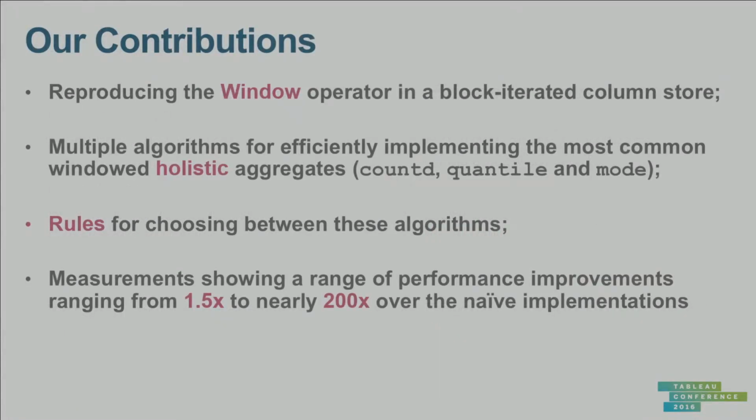But what we contributed was we first took the window operator and built it into the data engine. This work was all done before we acquired Hyper. And so it's a very different architecture, and we were able to show that, yes, you can do this, and you can integrate it successfully and get similar performance. We also then provided a bunch of algorithms for implementing some of these more difficult holistic aggregates, and specifically we're going to be doing count distinct, generalized quantiles, and mode. We came up with rules for choosing between the several different algorithms that we provide for each function, and a bunch of measurements showing that, yeah, it got faster.